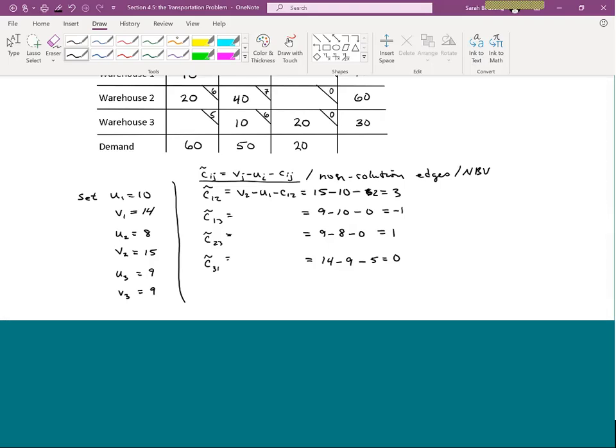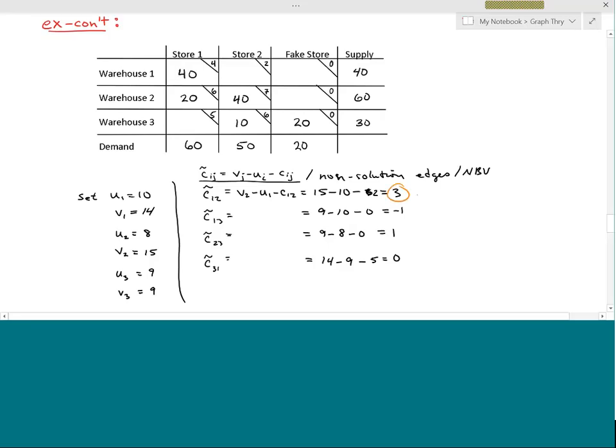Now, here's what this means. The largest change here tells us that we should have included the edge 1, 2 in the solution. That one says your total cost is going to go down by the most. This negative value right here tells you that if you actually included the edge 1, 3, this fake store edge, your cost would go up, because these values are how much your cost would decrease, so a negative means the cost would actually go up.